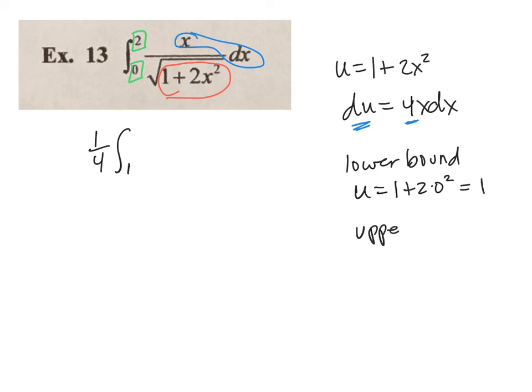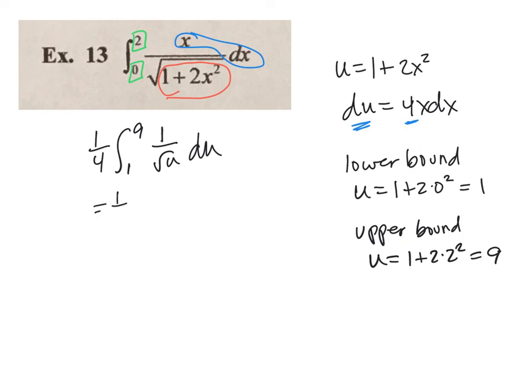And then to get the upper limit of integration, or upper bound, that would be 1 plus 2 times 2 squared, which is, let's see, 2 squared is 4, times 2 is 8, plus 1 is 9. So that upper bound is 9. Okay? And then I'm going to go ahead and write this as 1 over the square root of u, and then that x dx is replaced with du once we put the factor of 1/4 out front. All right, and then let's rewrite that with a rational exponent. So this would be 1/4 the integral from 1 to 9 of u to the negative 1/2 du.